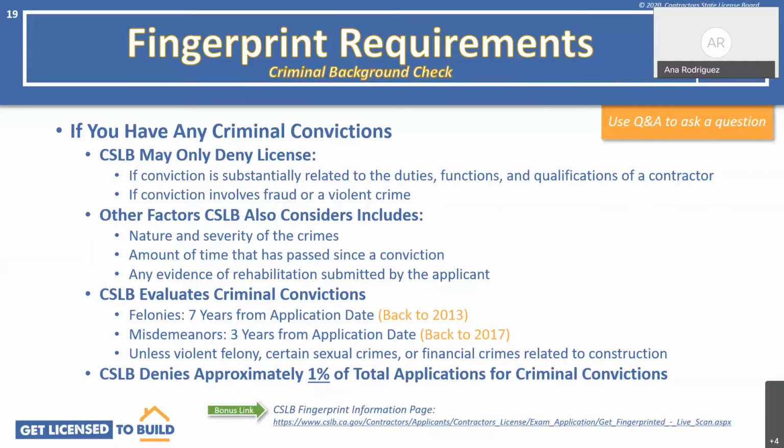CSLB evaluates felony criminal convictions within 7 years of the application date. So for applications filed this year, we would look back to 2013.